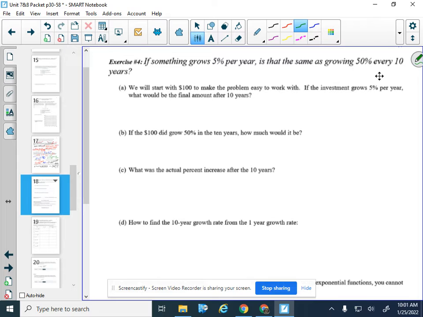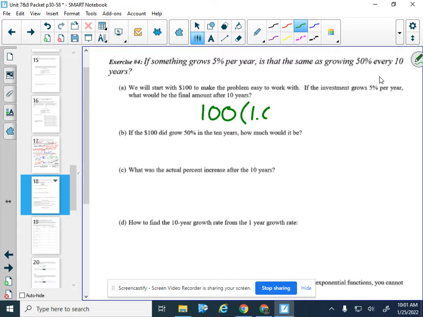It kind of seems like, and even if you think about it, if you weren't in this unit, you probably would think, if I got 5% a year, that would give me 5 times 10, 50% in 10 years. But we're going to actually see what happens with an example. It says, we will start with 100 to make the problem easy to work with. If the investment grows 5% per year, what would be the final amount after 10 years?